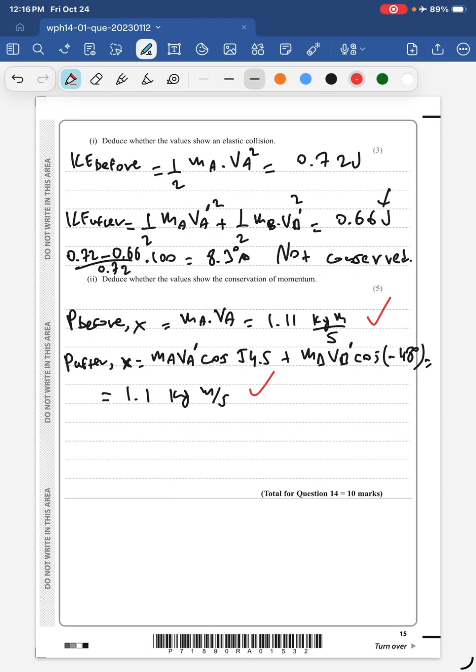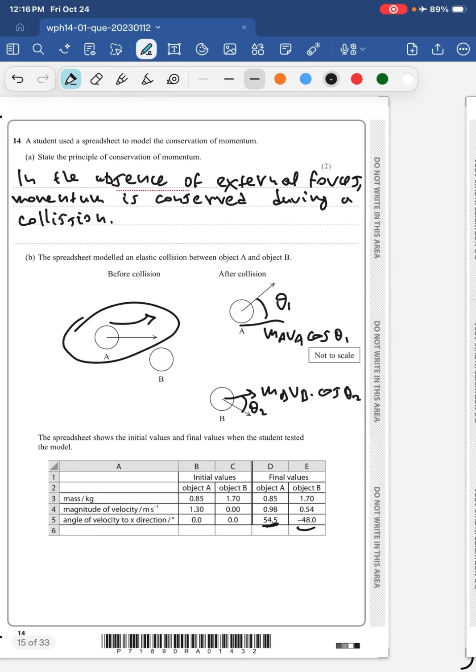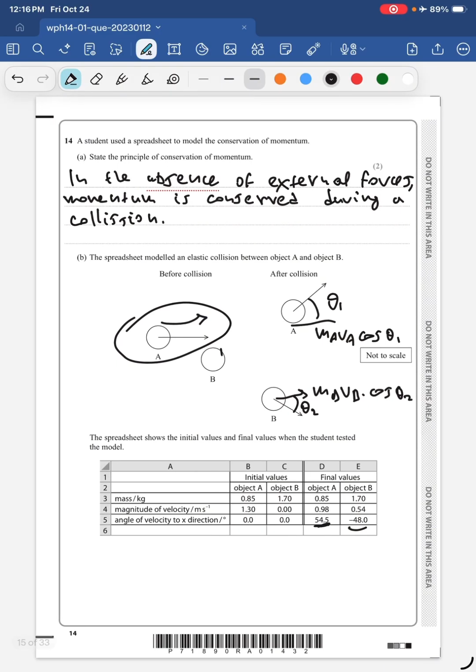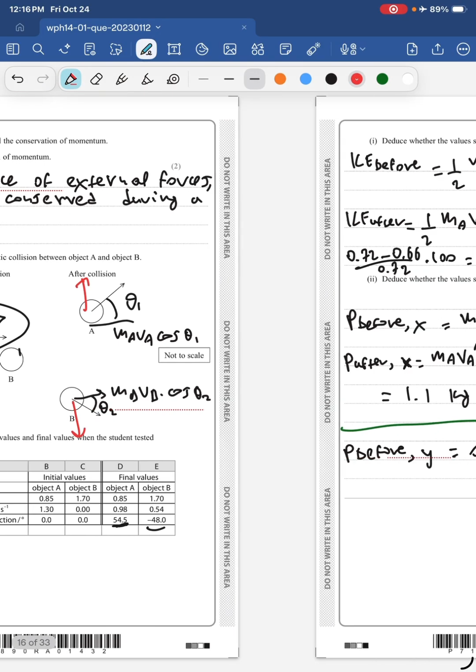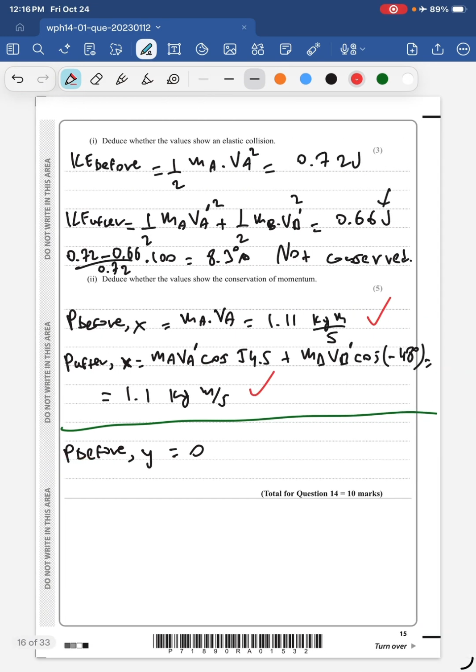Now, let me use this color, and now we have to find the momentum before in the y direction, which is just 0, right? Because before the collision, nothing moves in this direction. So the momentum before is 0. Therefore, the momentum after, so this component of the momentum of the two objects after the collision, must be equal.